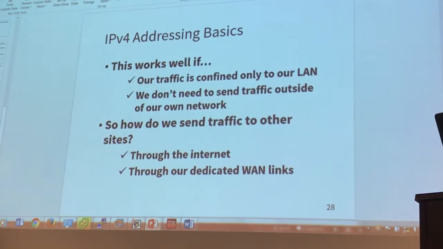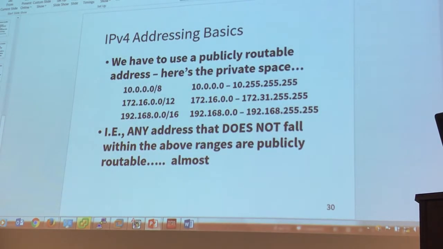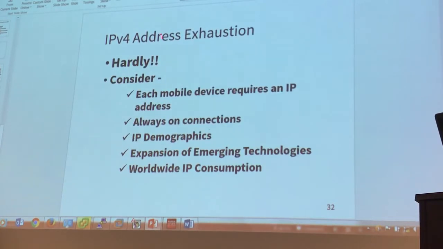Let me show you some information here. We use IP version 4 right now for most things. This is a story that they tell: every time we go out of our private network, we need to convert to a public routable address. That's exactly what NAT does, right? Bottom line, in IP version 4 we end up with this amount of public routable IPs. At some point we humans thought that was enough, but it was not enough. There is IP version 4 address exhaustion.